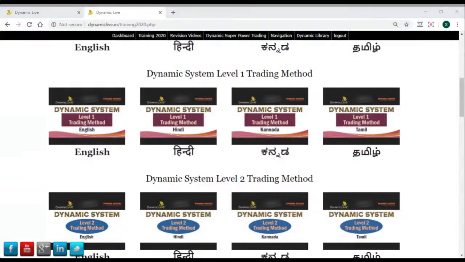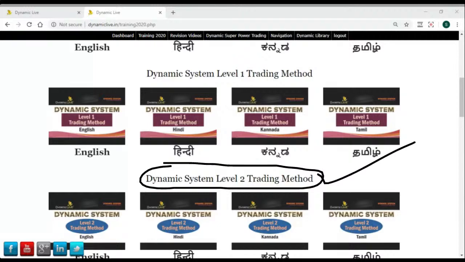After that just scroll down a bit, and once you scroll down, you can see it is written as Dynamic System Level 2 Trading Method. This is the positional trading method that I was talking about. Watch this video to understand the positional trading method. But before you watch it, first watch the Level 1 Trading Method. Once you watch the Level 1 trading method and later watch the Level 2 trading method, then understanding Level 2 becomes very easy. Each of these videos is hardly 20-25 minutes in duration, and it is already there in 4 different languages to comfort you. Watch it at your leisure time to understand it very clearly.